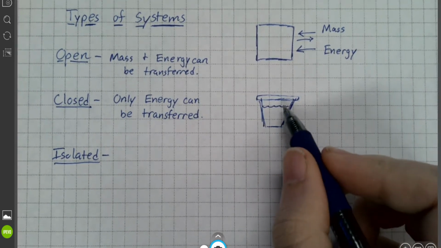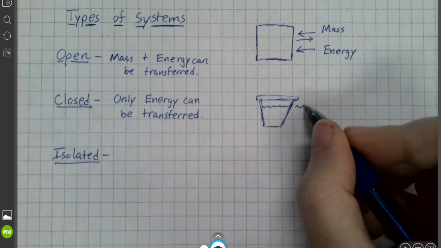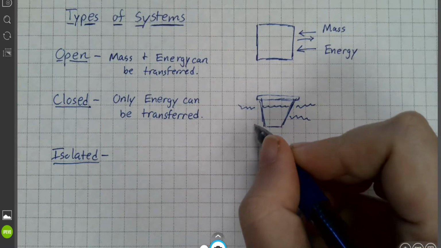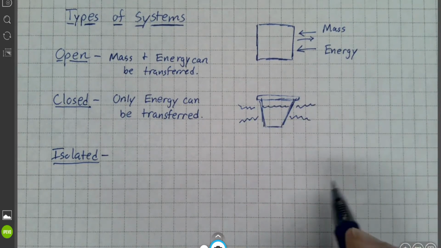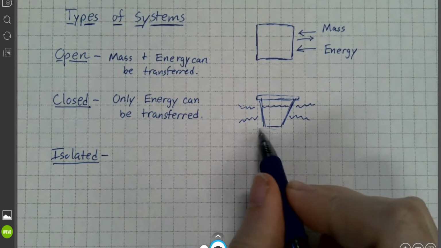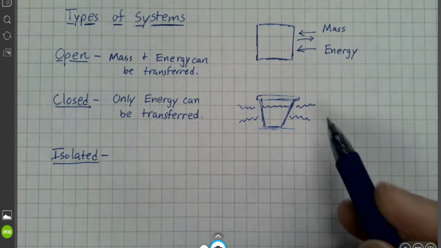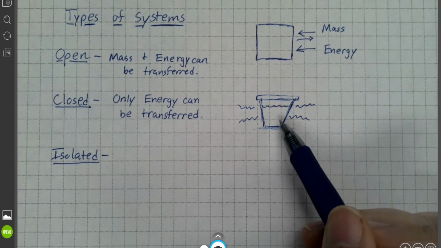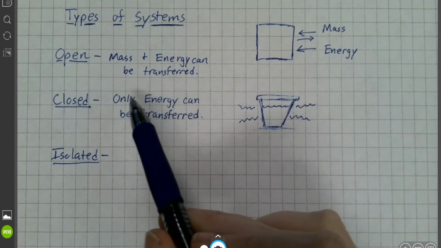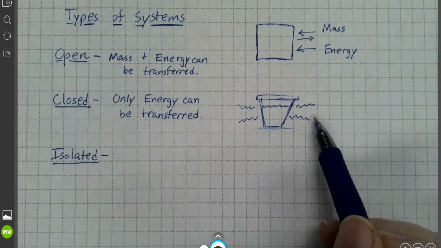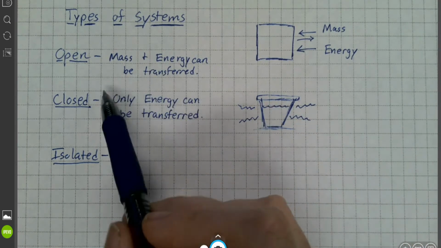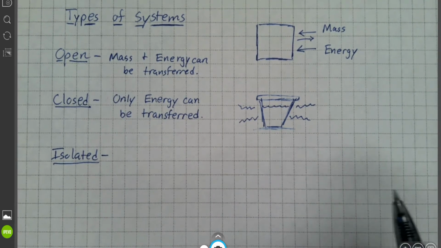But if it's hot coffee, eventually that coffee is going to cool off because it's going to radiate some heat energy away from it and also transfer some heat through contact with the ground. The point is you can't keep that heat energy trapped inside of an object. Since energy can be transferred out of this system, but no mass can be transferred out of the system, we therefore call that a closed system.